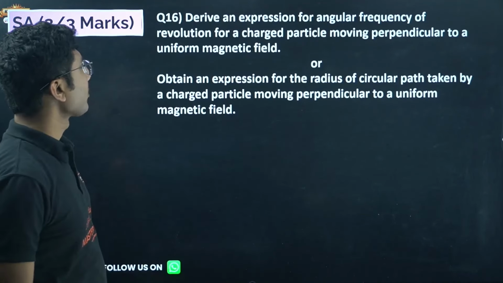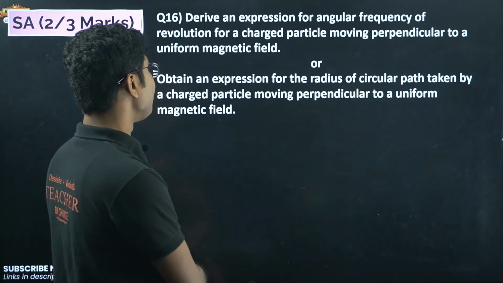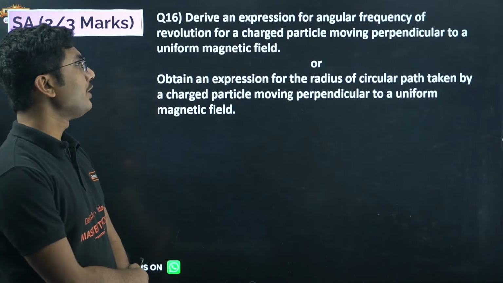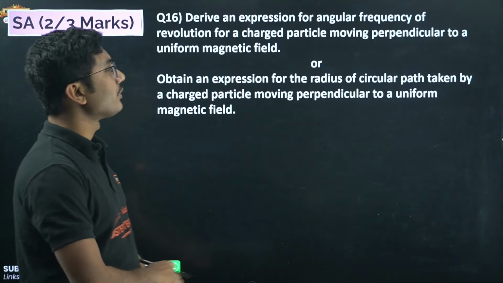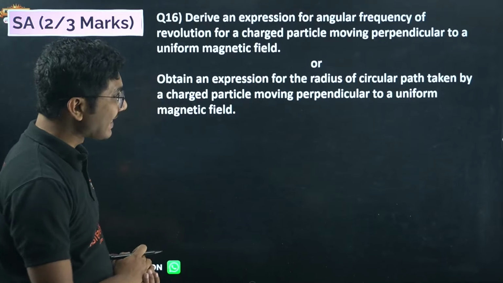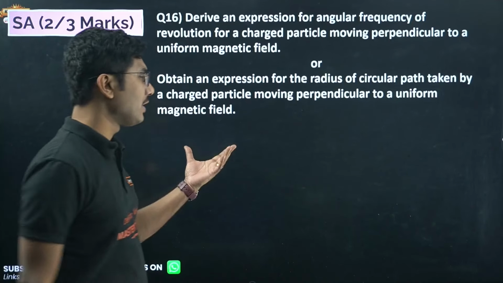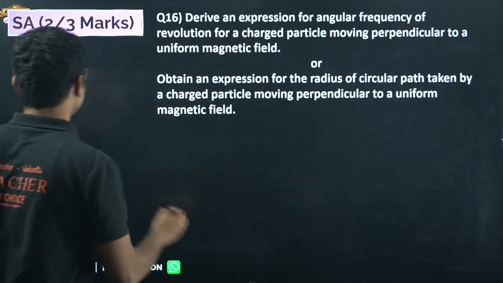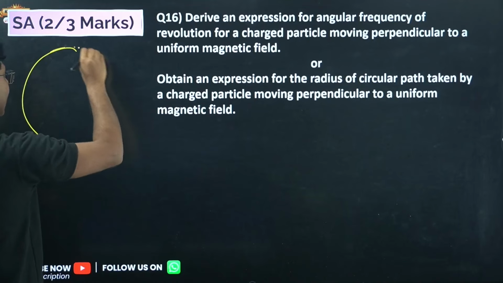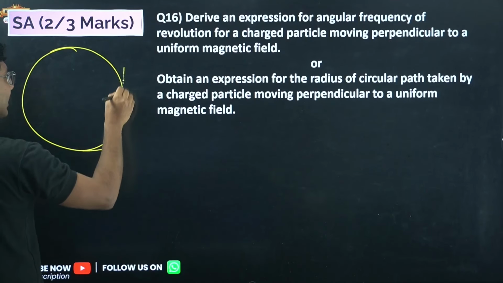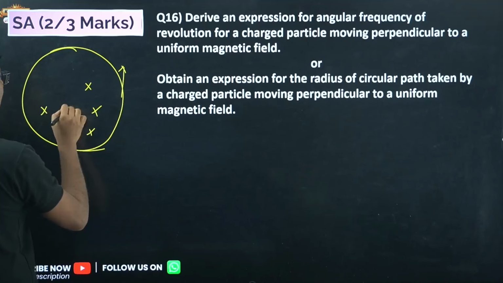Next question. Derive an expression for angular frequency of revolution for a charged particle moving perpendicular to the uniform magnetic field. Obtain an expression for the radius of the circular path taken by a charged particle moving perpendicular to the uniform magnetic field. This is also a very common question at pre-board level. So here we have a magnetic field and a charge rotating in a circular path. We know that if the velocity vector and the magnetic field are perpendicular, then it rotates in a circular path.